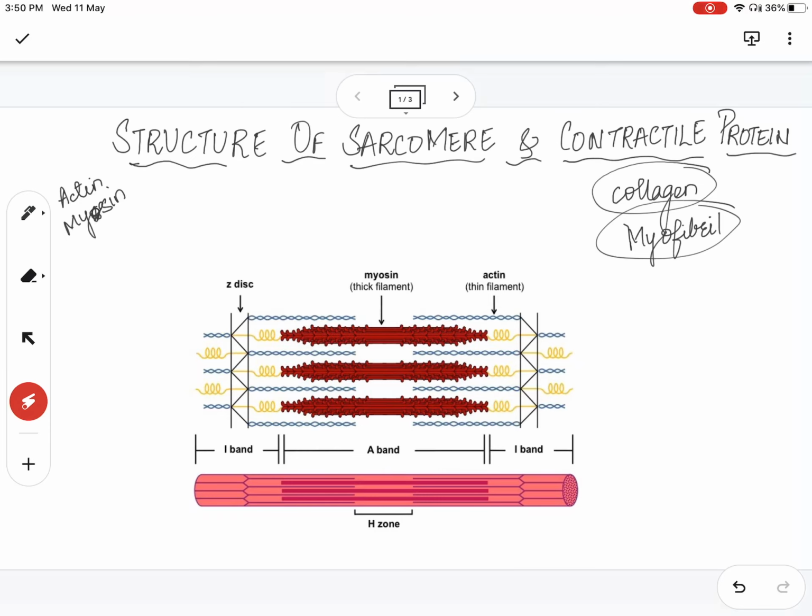Light band is made up of what filament? It is only the thin filament, that is the actin filament, and where only actin filaments are present, what type of band is it called as? It is called as I band or isotropic band.